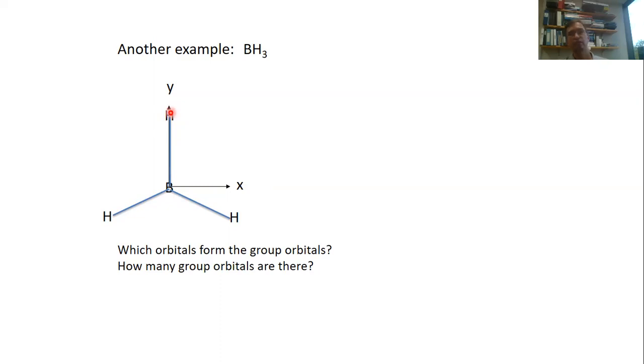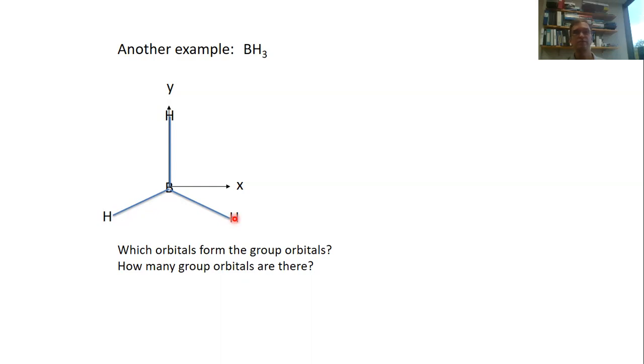All right, so the next step is to decide what the valence orbitals are. For the boron, that's the 2p and the 2s. For the hydrogen, again, that's the 1s. The 1s orbitals would again form the ligand group orbitals, but now we would have three 1s orbitals. So how many ligand group orbitals would that therefore give?